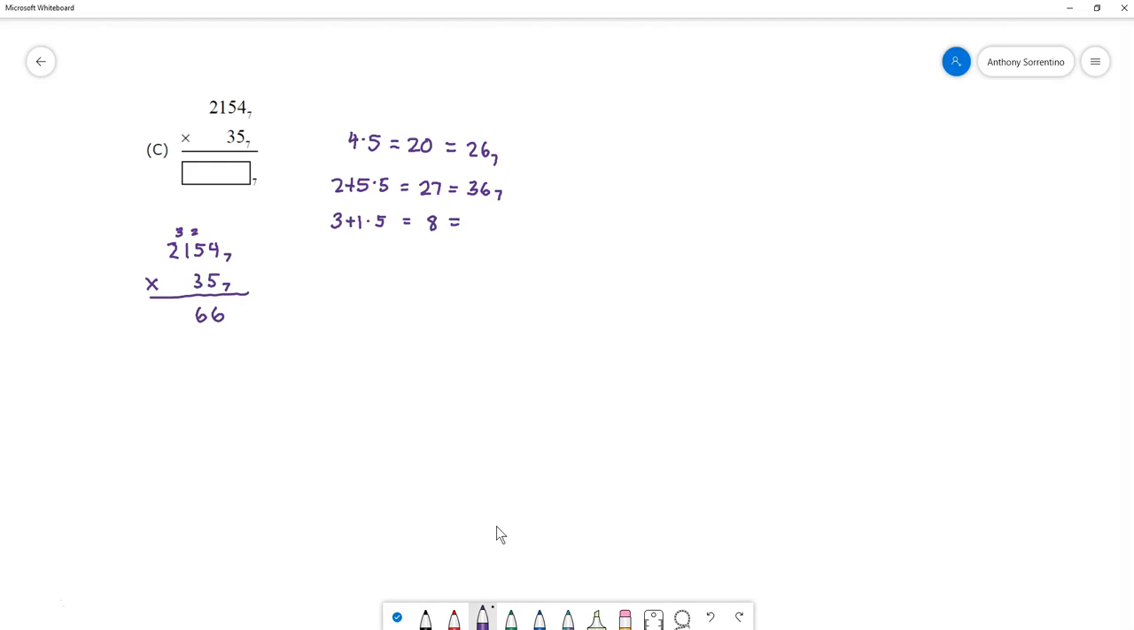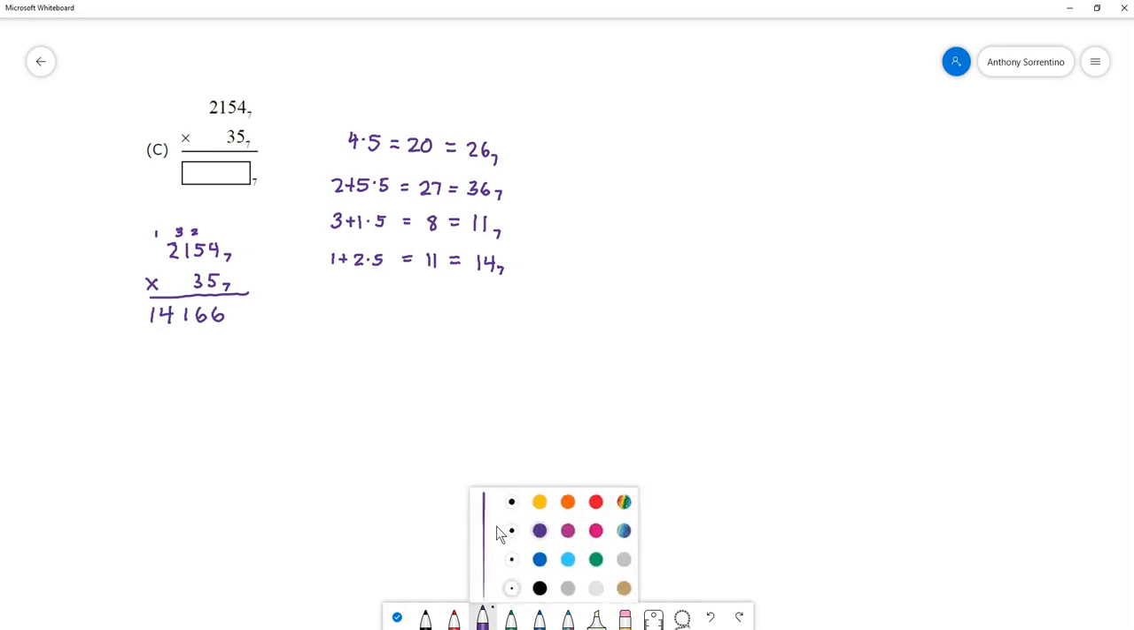7 goes into 8 once with the remainder of 1, so 8 is 11 base 7. So write the 1, carry the 1, and I'm going to have 1 plus 2 times 5, which gives me 11, and 7 could go into 11 once with the remainder of 4, so I get 14 there. So that takes care of the multiplication of 5.